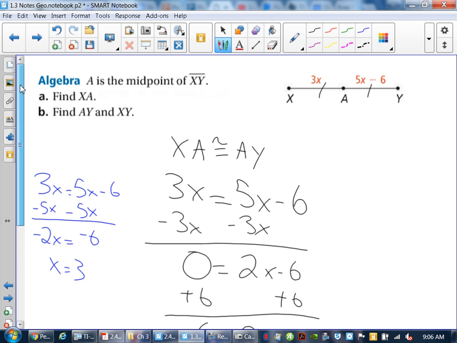And then you have 3 for x. So then if you substitute back in, 3 times 3, 9. 5 times 3 minus 6, you both get 9s. Okay? Pretty quick.